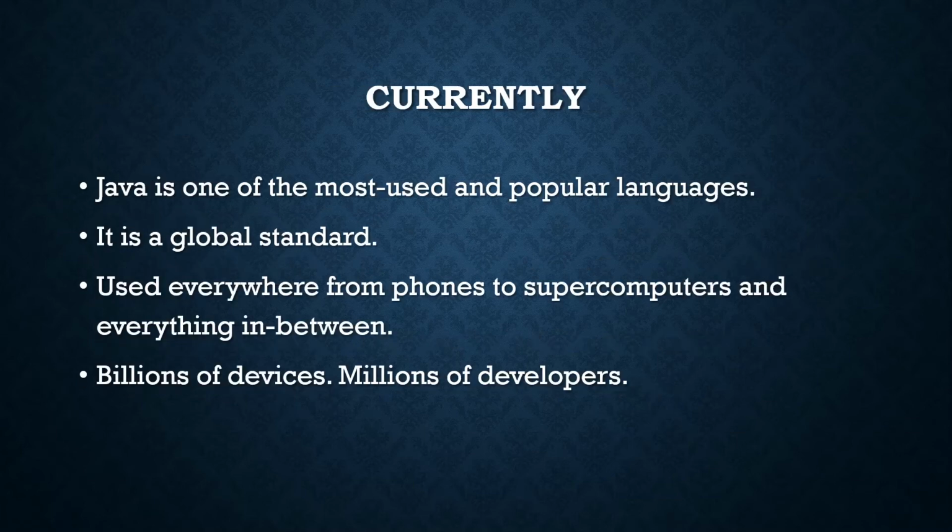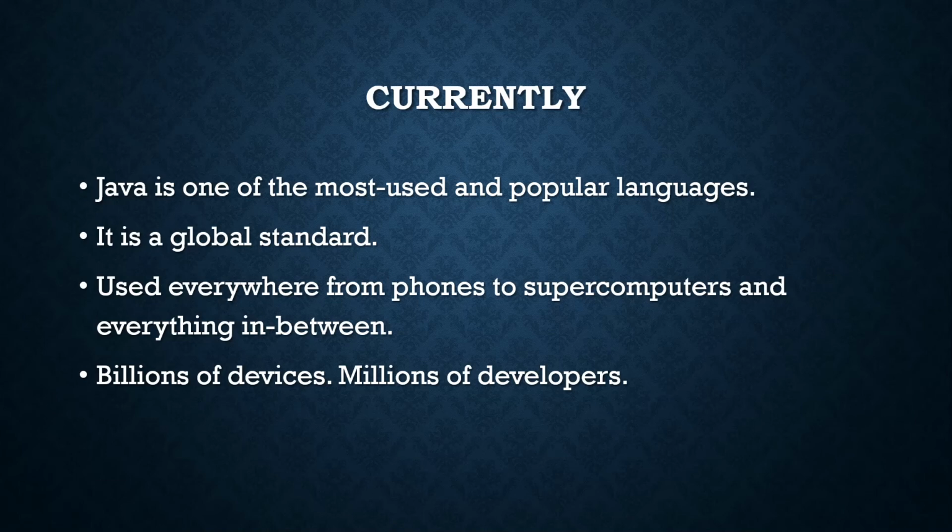Currently, Java is one of the most used and popular computer programming languages in the world. It's a global standard. It's used everywhere from phones to supercomputers, everything in between. You can find it everywhere. There's billions and billions of devices that run Java, and there are millions of developers programming in Java, and there's a need for more.